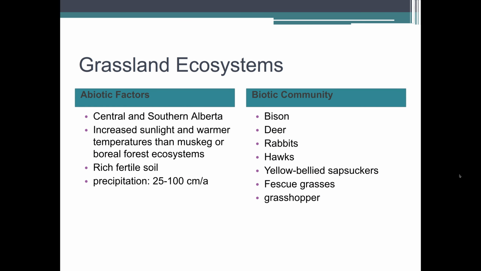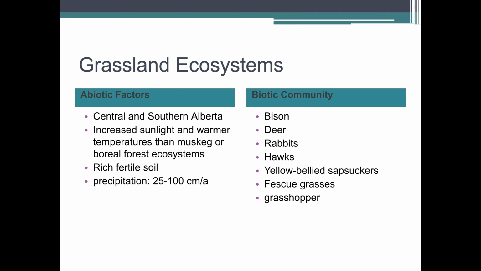The grasslands ecosystem is in central and southern Alberta. So this is where we live. There's increased sunlight and warmer temperatures than the muskeg and boreal forest ecosystems. We have rich soil. That's why there's a lot of farming in the grassland ecosystem. We don't get a lot of precipitation, and that's why we do so much with irrigation and so on, because we don't get the water that we need. We have really good soil, but we need to add water to it.